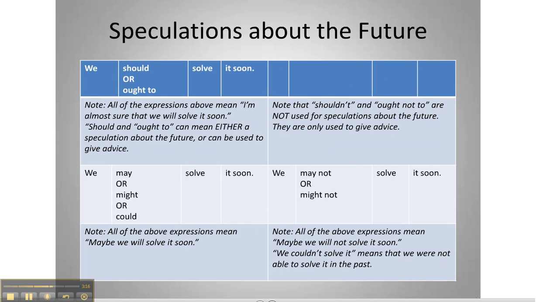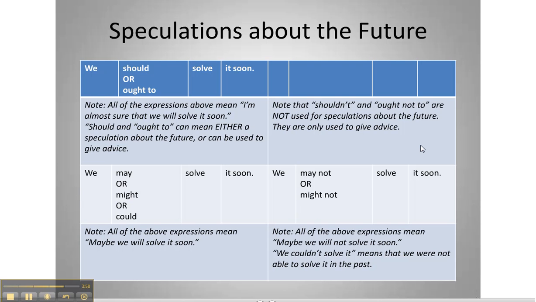Okay, in the future, when we say we should solve it soon or we ought to solve it soon, those expressions mean that I'm almost sure that we'll solve it soon, or probably we will solve it soon. And note that there's kind of what we call an ambiguity. There's two different meanings here. Should and ought to can either mean a speculation about the future, which we're talking about now, or those words can be used to give advice, like when the doctor says you should quit smoking.